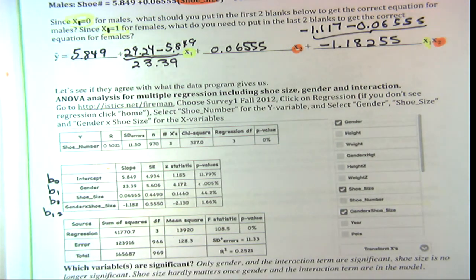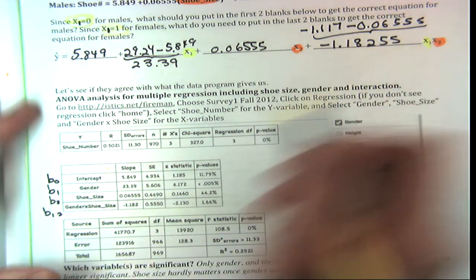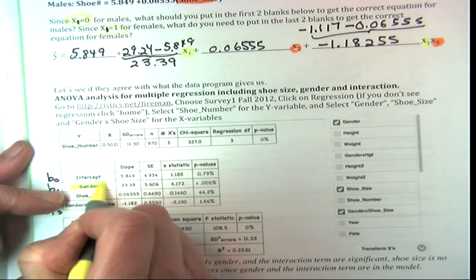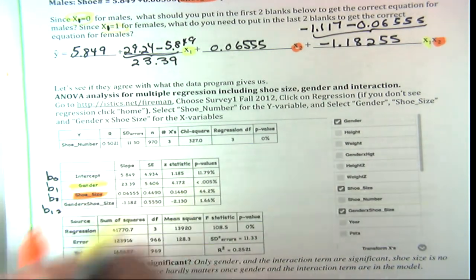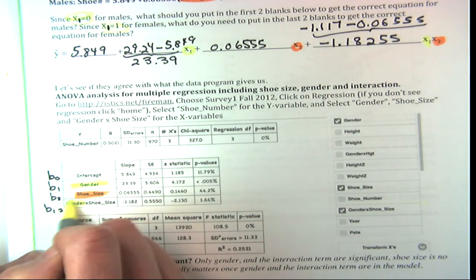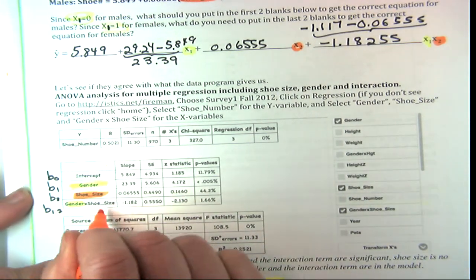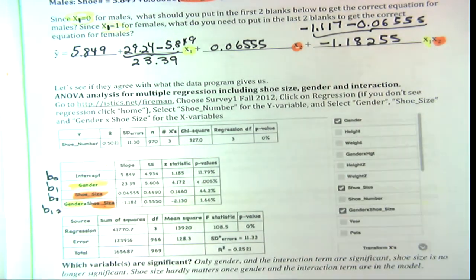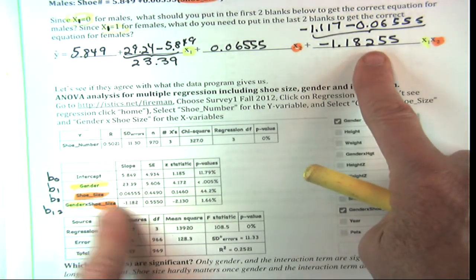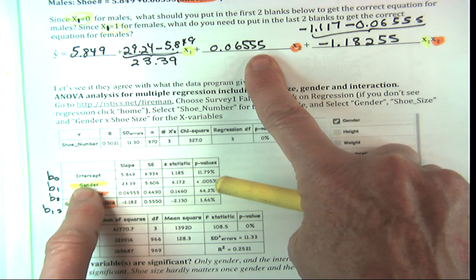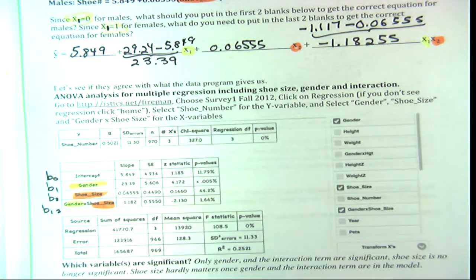Maybe it would be better if I color code it because it's hard to follow. So the gender is here. The shoe size is here. And this is gender times shoe size. Okay. And this one matches up to that. This matches up here. And this one matches up to that one.